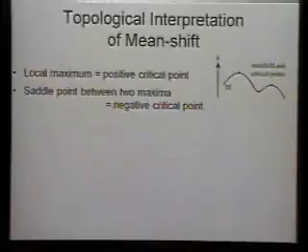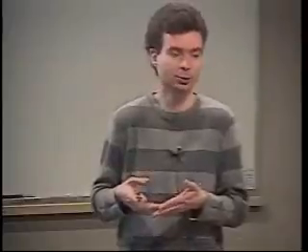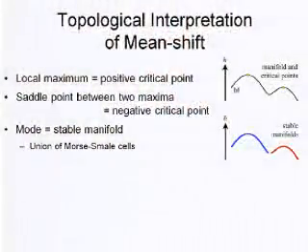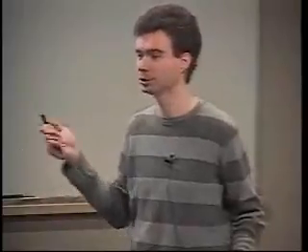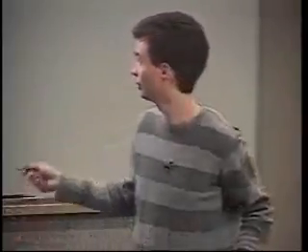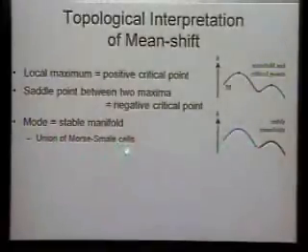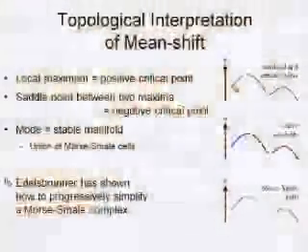So now if I come back to our mean shift algorithm, a local maximum is called a positive critical point because it creates a connected component as I sweep the plane down. A saddle point between two local maxima is called a negative critical point because that's where a connected component disappears by being merged to one of its neighbors. The modes that we have extracted correspond to what is named a stable manifold in that framework, but that's the very same thing. And we know that these modes are unions of the Morse-Smale cells that are being studied a lot in topology.